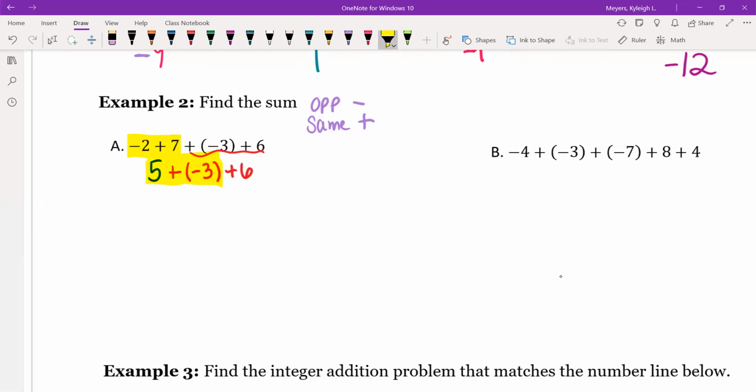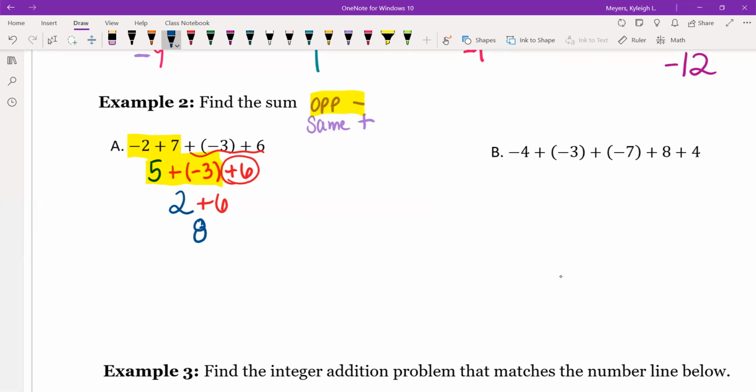So what is 5 plus -3? Okay, they're opposite signs, so we subtract. So what's 5 minus 3? 5 minus 3 is 2. And then again, I have extra stuff, so I just rewrite it exactly how I see it. So what is 2 plus 6? 2 plus 6 is 8.